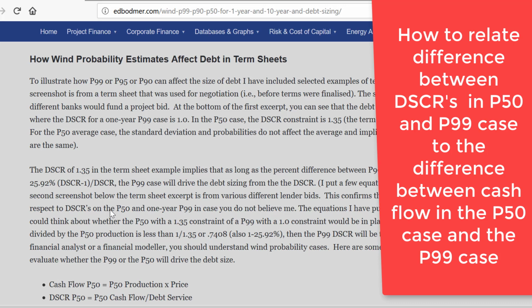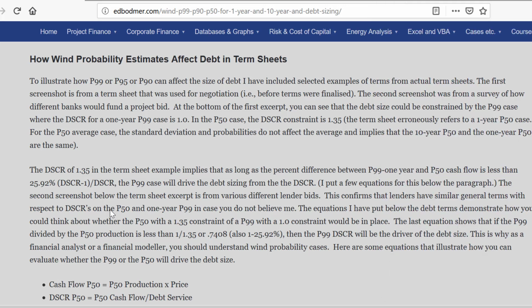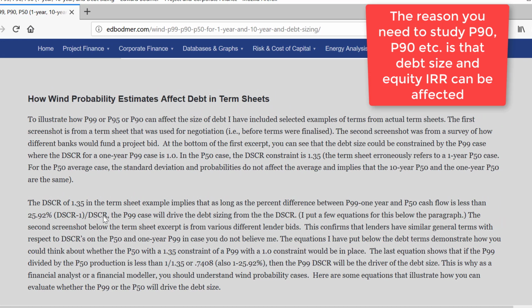So I'm trying to explain in this website, and in my video right now, that if you have a P99, it's not some statistical crap that you don't have to worry about. It's not some downside case. It can affect the debt sizing and it can affect the tariffs you charge, and it's a very important kind of number.